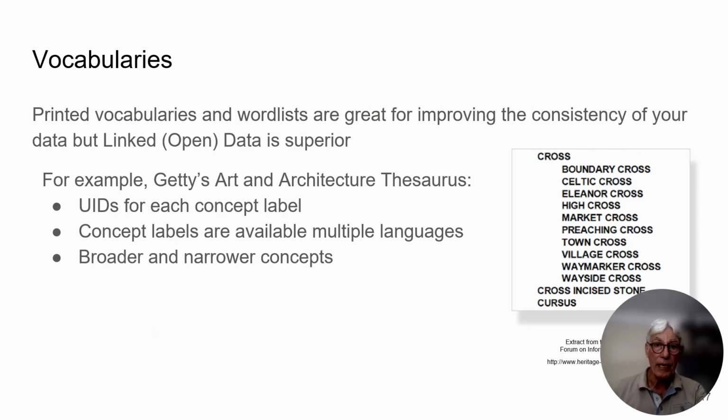Here you can see an example of Getty's Art and Architecture Thesaurus, which has unique identifiers for concepts which are available in multiple languages and provide a hierarchy of broader and narrower concepts. You can see the example on the right.